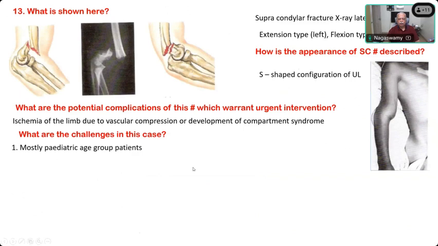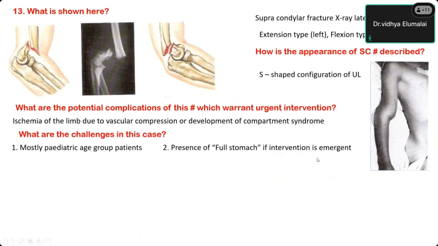And it can be an immediate problem. Supposing they come with no pulse in the radius and they have eaten something just before falling down. What can happen? Full stomach. Increased risk of aspiration. Presence of full stomach if intervention is emergent.